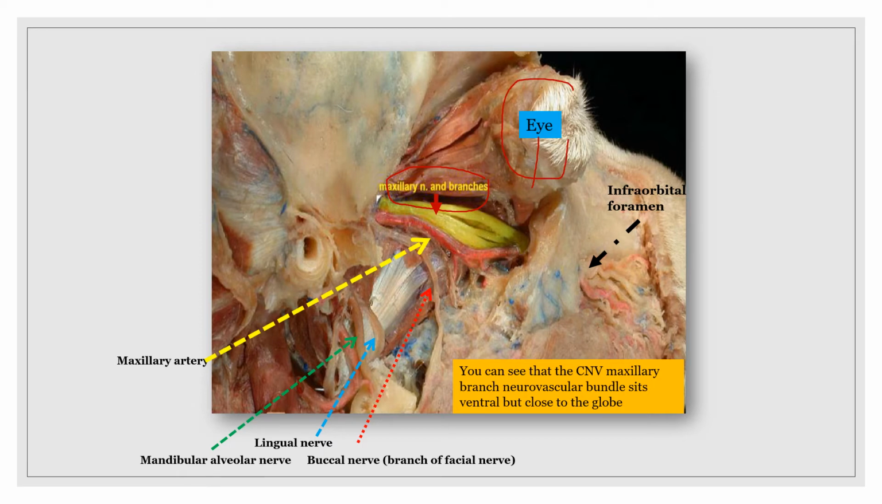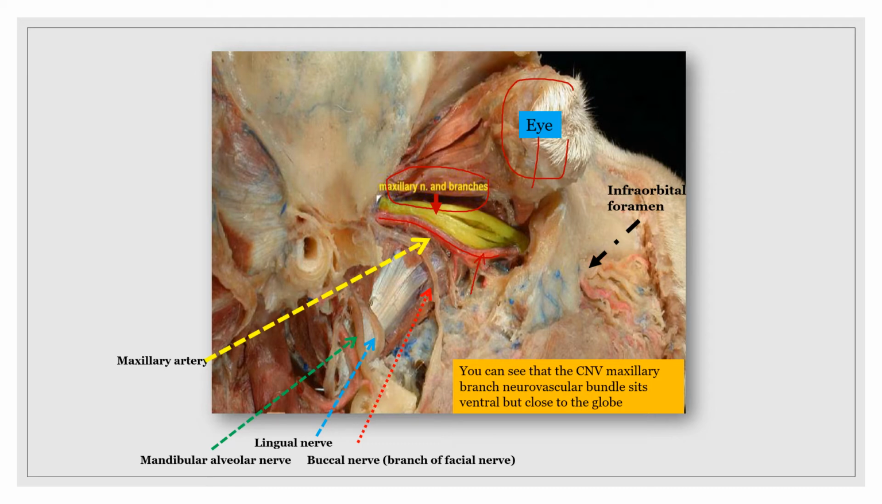We do have the maxillary artery and vein running in this area here. So you definitely, when you're giving this injection into the pterygopalatine fossa area, you want to make certain that you draw back and make certain you're not in a blood vessel.